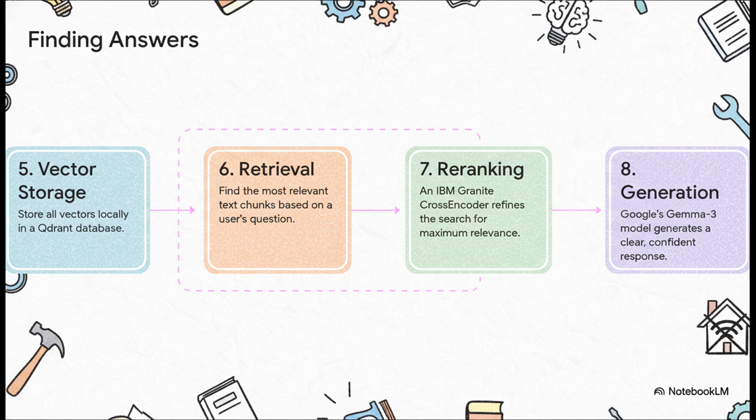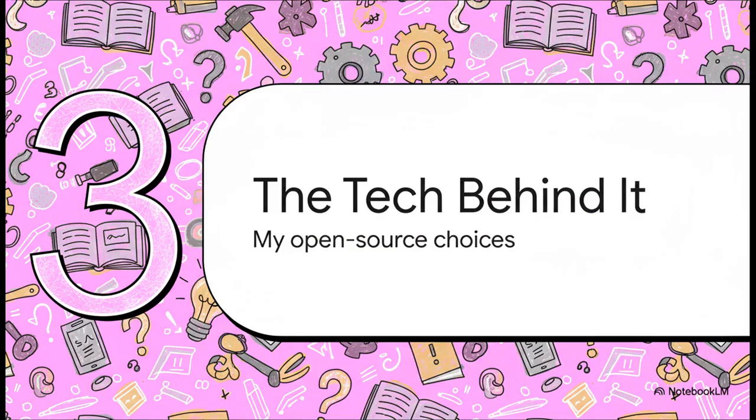Only then does Google's Gemma 3 model step in to write a clear, helpful answer, using that super relevant info. So that's the whole process in a nutshell. But you're probably wondering about the specific tools, right? I put a lot of thought into picking just the right component for each part of this system. So let's take a look at the open source tech I chose to really bring KnowDIY to life.